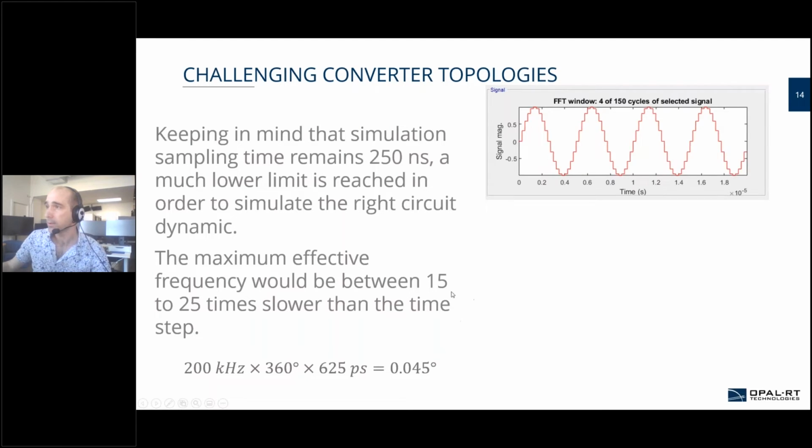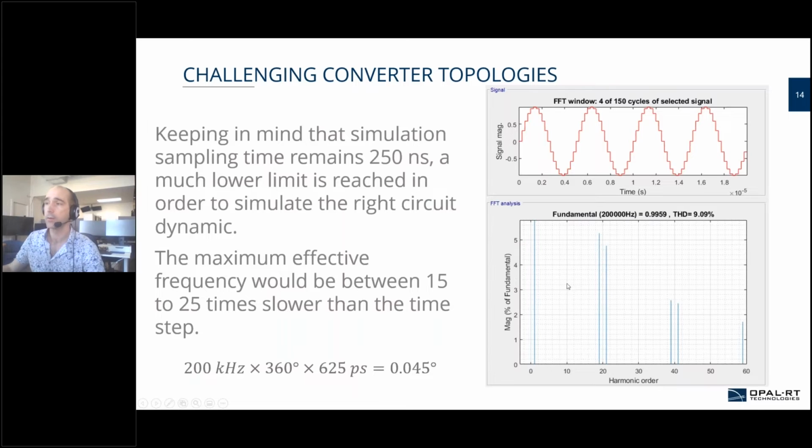Now, if we look at the signal that we would get, we try to have a ratio of 15 to 25 times slower than the time step. At a time step of 250 nanoseconds and at 200 kilohertz, we would have a ratio of 20 between the time step and the frequency of the signal that we want to observe. So that's the signal that would be observed in the simulation.